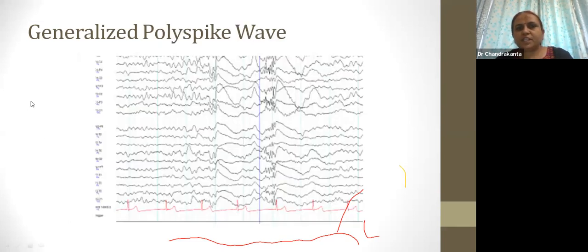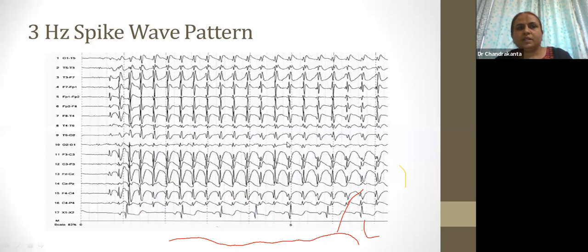Then there can be generalized polyspike wave discharges. Often we get them in myoclonic epilepsies like juvenile myoclonic epilepsy. So there are multiple spikes followed by the wave and it is generalized. And the 3 hertz spike and wave pattern, which we typically see in absence epilepsy, looks very beautiful.